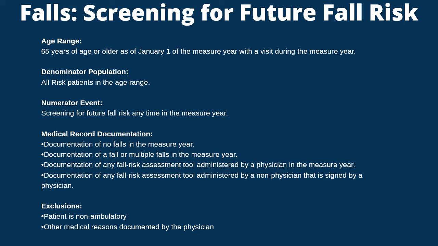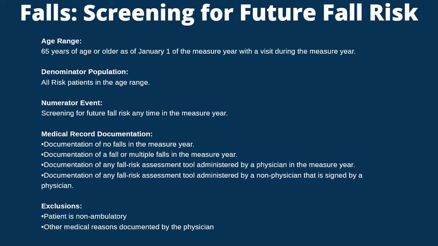Screening for future fall risk measure is meant to ensure that patients ages 65 and older receive an annual fall risk screening. This measure denominator population includes all patients who are 65 years of age or older with a visit during the measurement time period. The numerator event is a screening for future fall risk at any time in the measurement period.